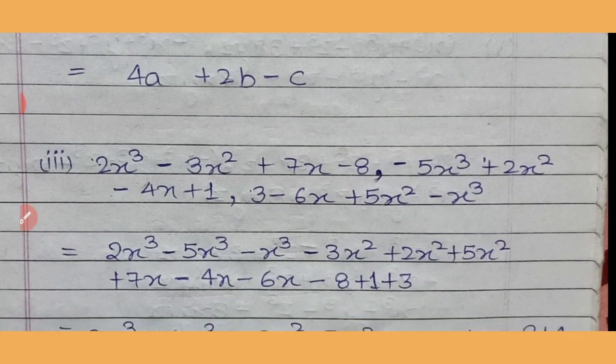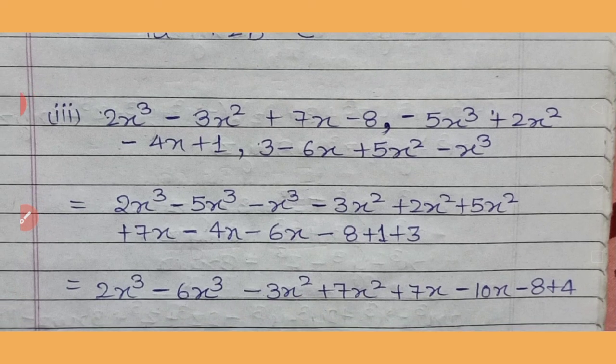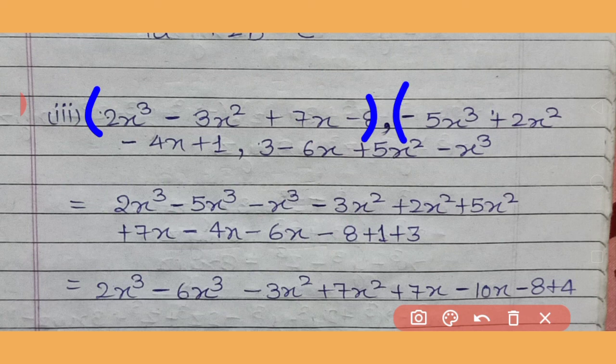Next question of it: 2x cube minus 3x square plus 7x minus 8. This is the first expression. Second expression: minus 5x cube plus 2x square minus 4x plus 1. And the third expression is given: plus 3 minus 6x plus 5x square minus x cube.